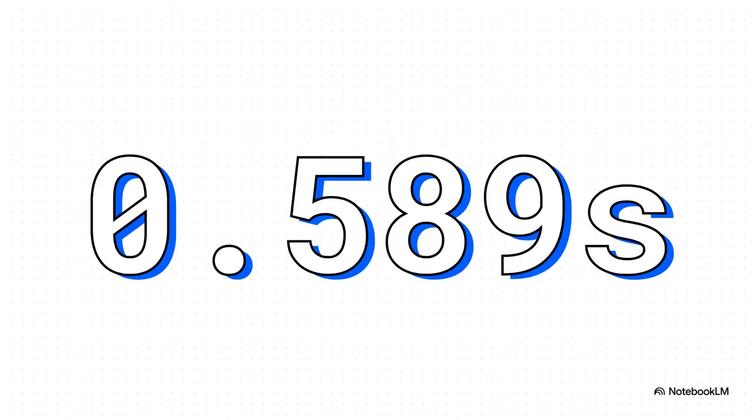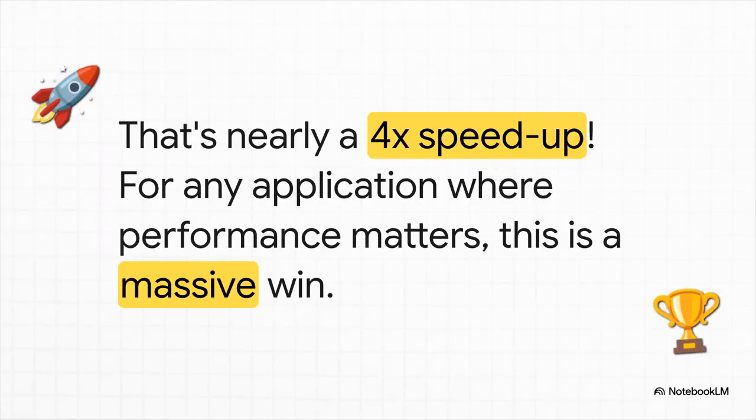And the time it took the dictionary to do the exact same 6 million queries? Just 0.589 seconds. I mean, the difference is just staggering. So what's the bottom line here? Just by choosing the right data structure for the job, we got almost a 4x speed up. For any app where performance is even a little bit important, this is a massive, massive win. This is exactly why knowing your dictionaries is so crucial.